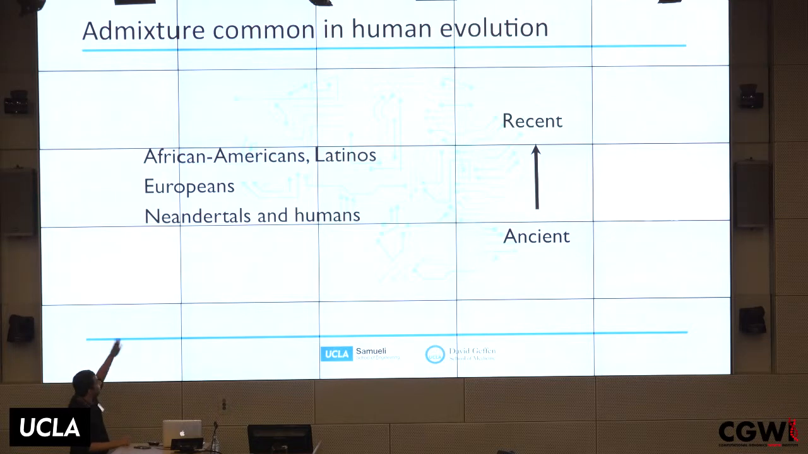There was admixture in the history of Europeans, so they're not a homogeneous population. And as we go further back into the past, there was admixture between humans and our closest evolutionary cousins like the Neanderthals. And so what I'm going to talk about today are a series of works that we've been involved in, where we are looking at different kinds of data that serve to inform us about these different admixture events.